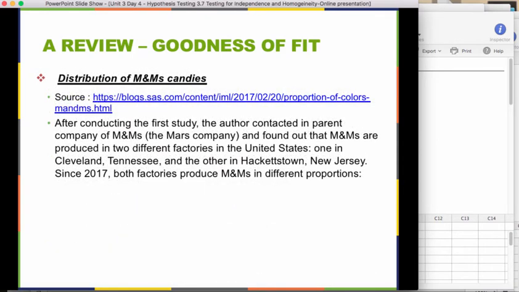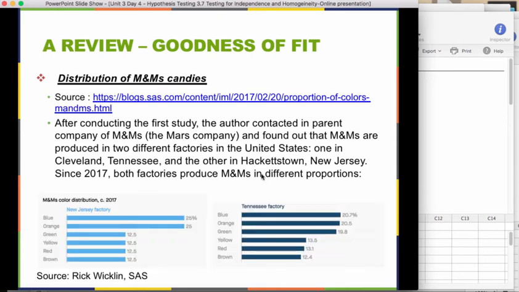Okay, so the candies are not produced in equal proportions. That we rejected. So the author of this study, who was doing this originally, contacted the parent company of M&Ms, which is the Mars company, and found out that the M&Ms are produced in 2 different factories in the United States, one in Cleveland, Tennessee, and the other one in Hackettstown, New Jersey. And since 2007, both factories produce M&Ms in different proportions. So when you look at the New Jersey factory, which is on the left, you'll notice that the M&Ms are being produced in different proportions than the one which is the Tennessee factory.